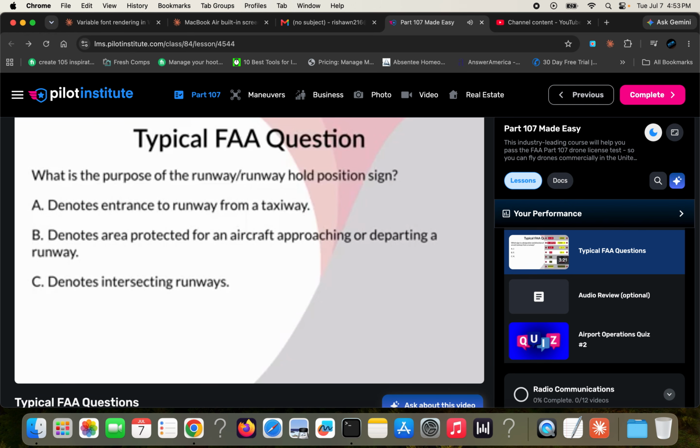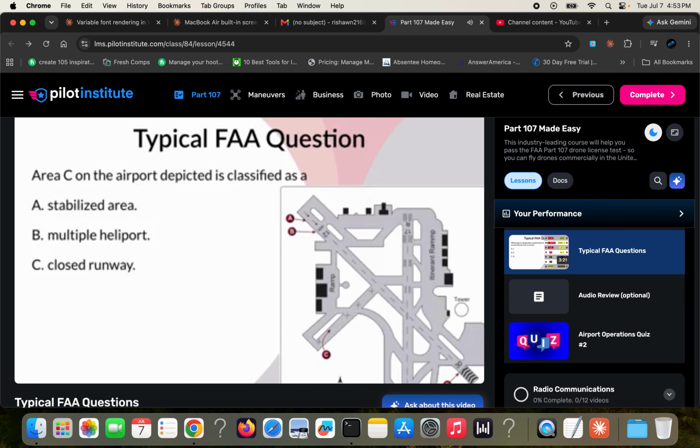What is the purpose of the runway hold position sign? This is the reason why we talk about signs, by the way, because they are a question. So the runway hold position sign is to basically tell us that there is a runway that's going to be coming up in front of us. So this has a figure: area C on that figure on the airport is classified as what? If we take a look at area C, you can see right there at the bottom, it's got little X's on it, which means that it is a closed runway.